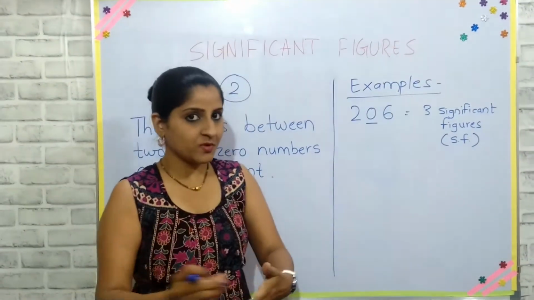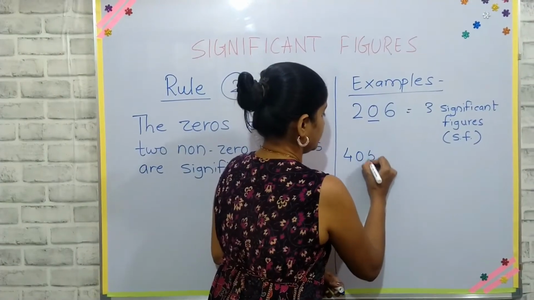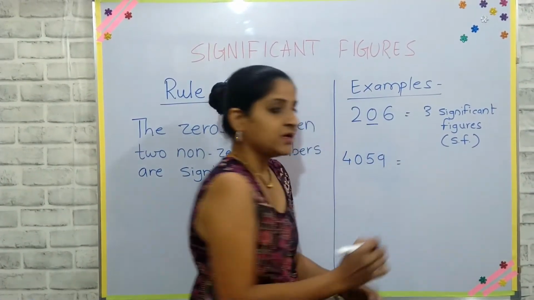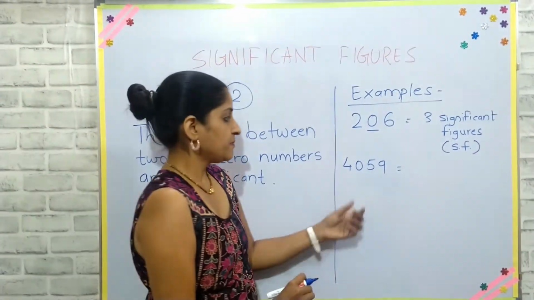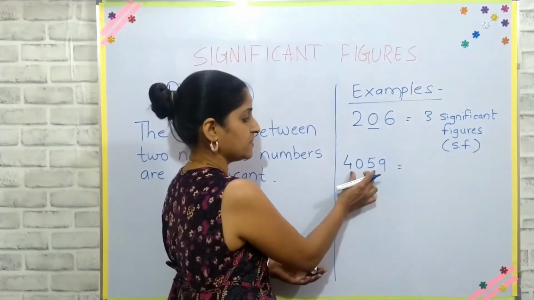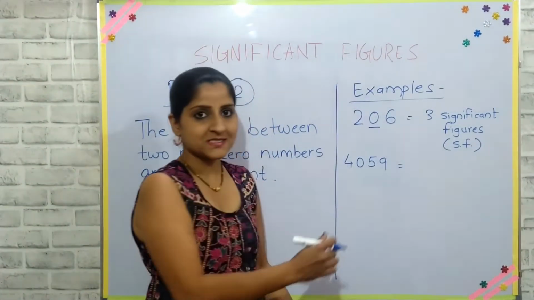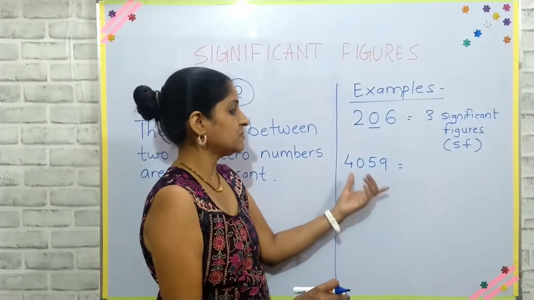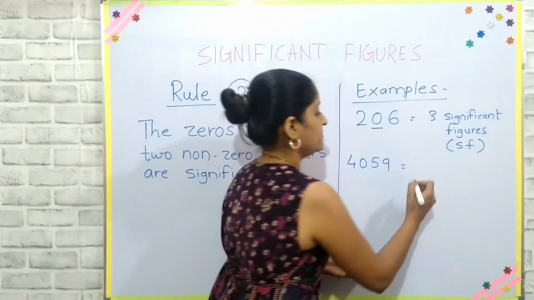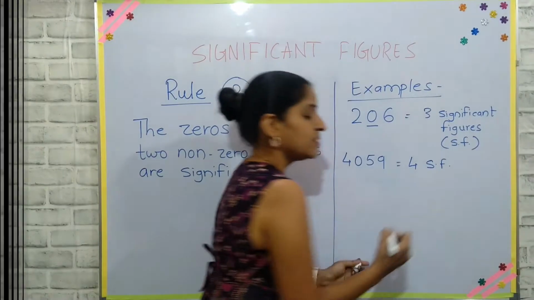Okay, let's take one more example. Suppose I write a number 4059. Now in this particular number, there is a 0 which is in between two non-zero numbers, that is 4 and 5. So again, this 0 will be considered as significant and the number 4059 will have 4 significant figures.